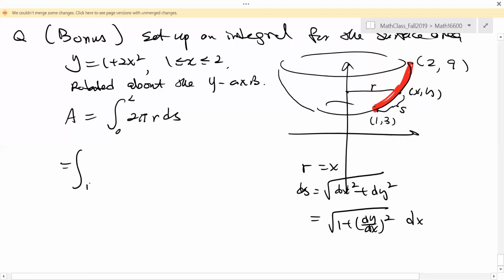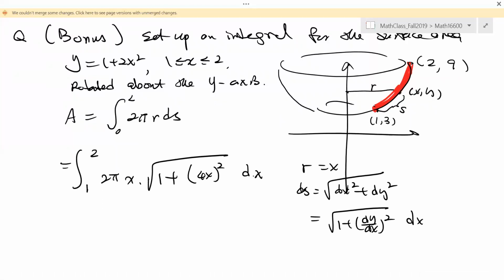Now x is between 1 and 2. So you get 2 pi, what is r? It's x. What is ds? It's the square root of 1 plus, and the derivative of y with respect to x is 4x, squared, dx. And you don't need to waste time to evaluate this integral.